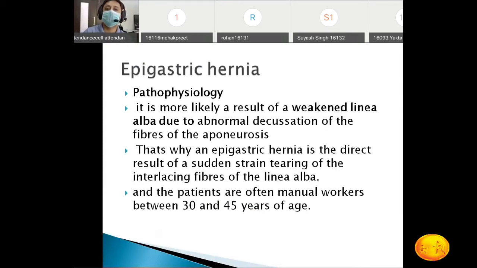The pathophysiology of the epigastric hernia is that it is more likely the result of a weakened linea alba due to abnormal decussation of the fibers of the aponeurosis. That's why an epigastric hernia is the direct result of sudden strain, tearing of the interlacing fibers of the linea alba. The patients are often manual laborers between 30 to 45 years of age.